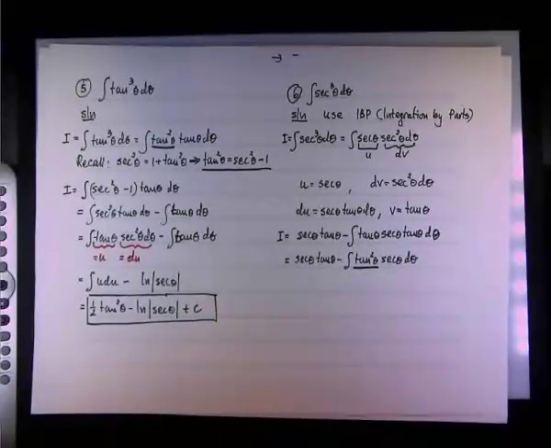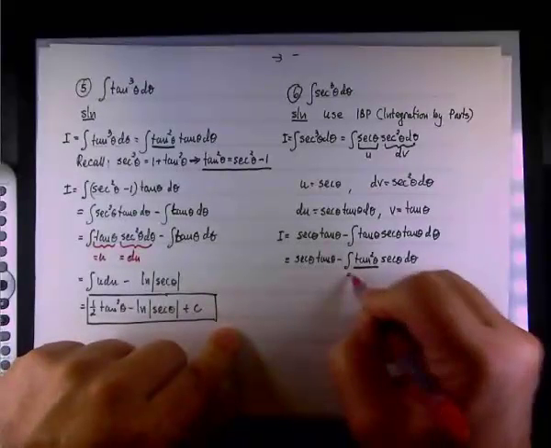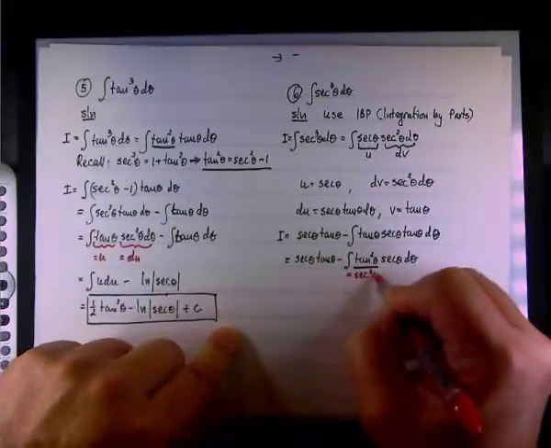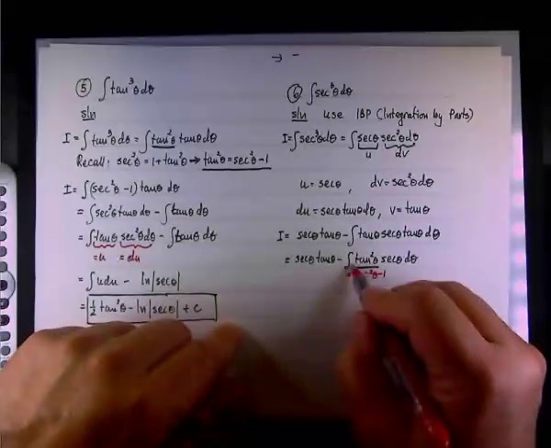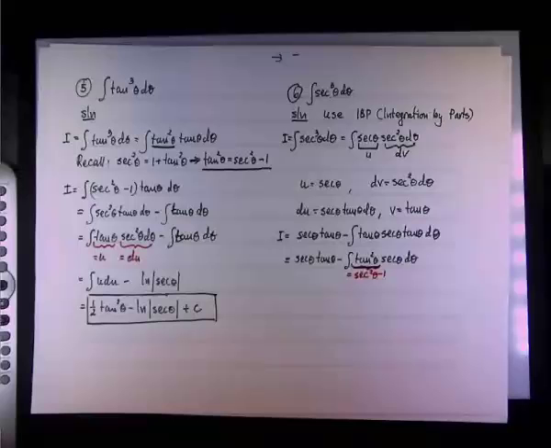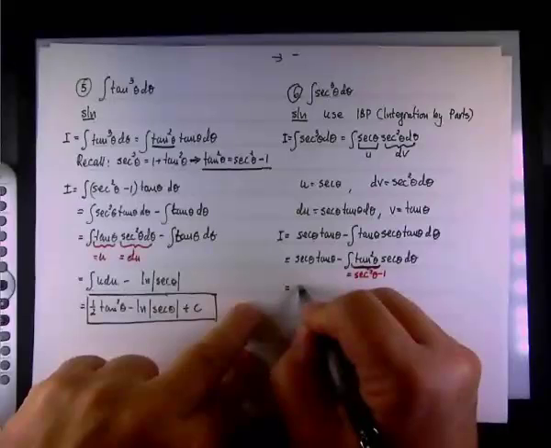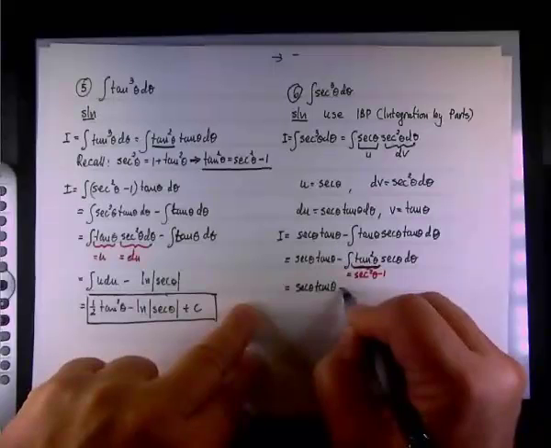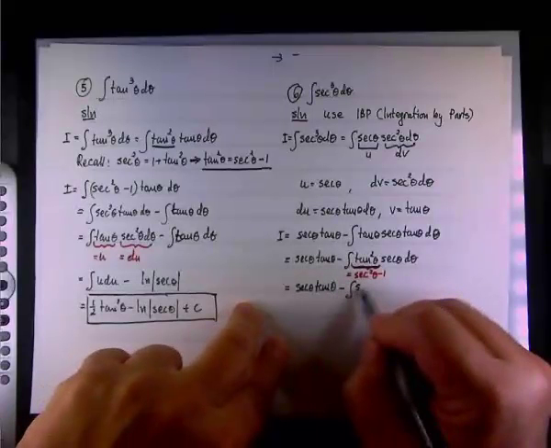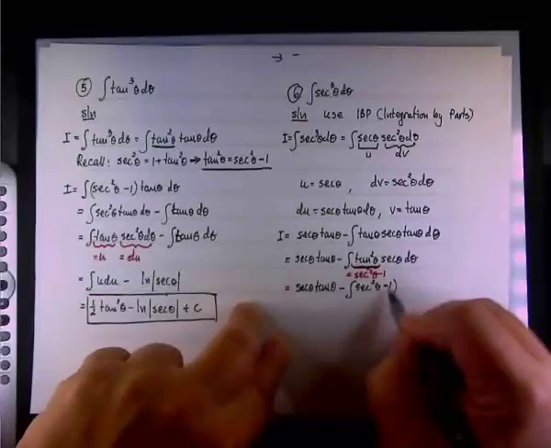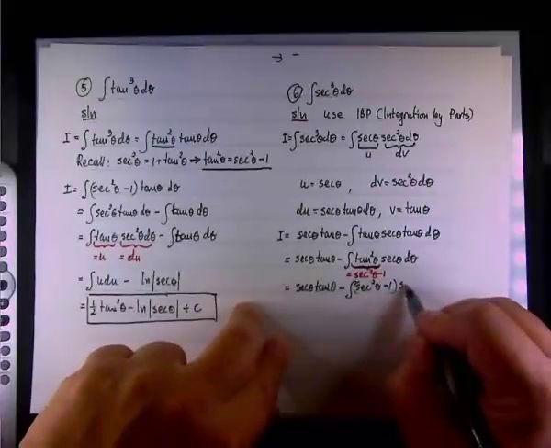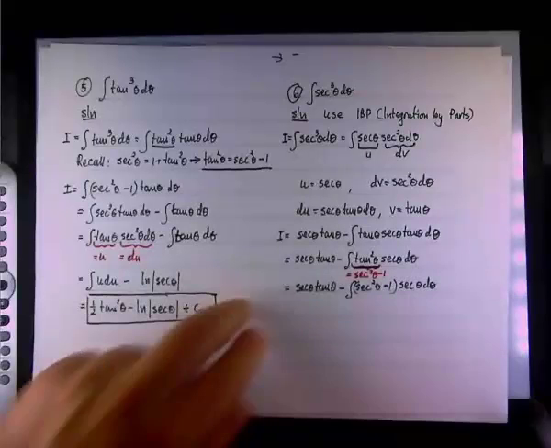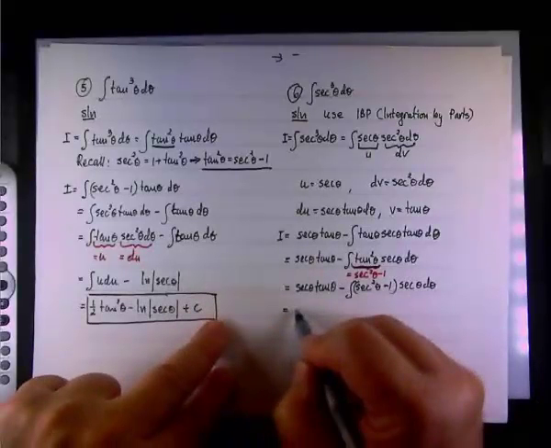Okay? Once again, I'm going to substitute the tangent squared with the secant squared minus 1. We've seen that before, right? So we'll have the secant times the tangent minus the integral of the secant squared minus 1 times the secant.